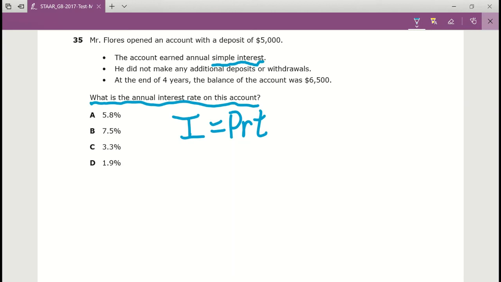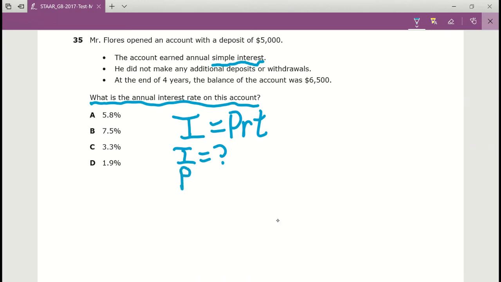PRT. I equals PRT. I is our interest, P is our principal, the initial amount of money we invest, R is our interest rate, and T is our time. Alright, so we should probably start off by writing out the things we do know. We'll get to the interest in a bit.